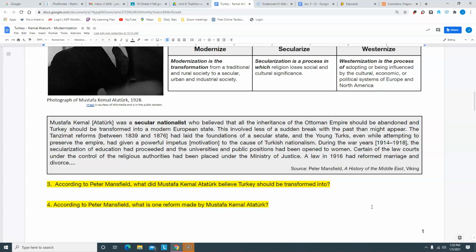During the war years 1914 to 1918, and you should know that is World War I, the secularization of education had proceeded and the universities and public positions had been opened to women. Certain of the law courts under the control of the religious authorities had been placed under the Ministry of Justice. A law in 1916 had reformed marriage and divorce. So in the Edpuzzle, go ahead and answer question 3. What did Mustafa Kemal Ataturk believe Turkey should be transformed into? And question 4, what is one reform made by Mustafa Kemal Ataturk?